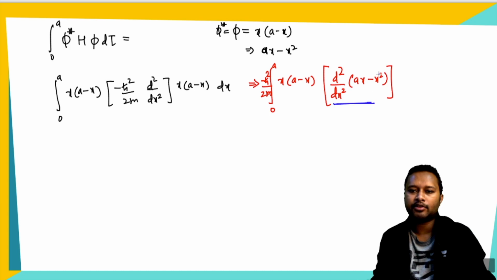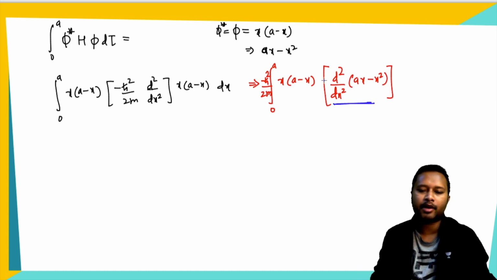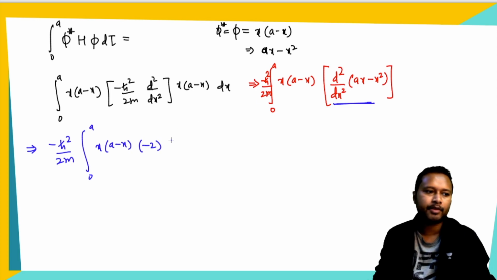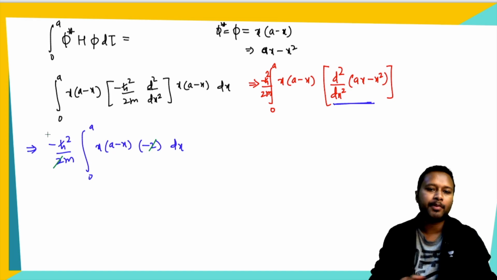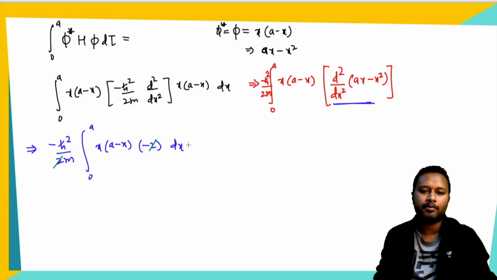So 2 times differentiation of this is going to give me minus 2, so I can put minus 2 here. So what I'm going to get is this: minus h cross square upon 2m was already here, integration from 0 to a of x and a minus x, and this value is going to become minus 2. Alright, simple as it is, and dx. Now this minus 2 can be simply cancelled out, right? We can simply cancel out this minus 2 with this 2, and this minus will become plus. Minus minus will cancel out and they will become plus.